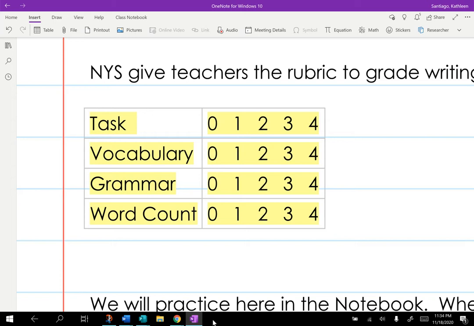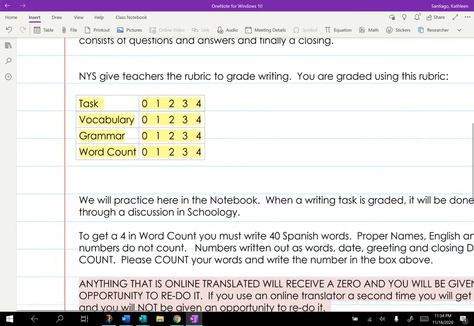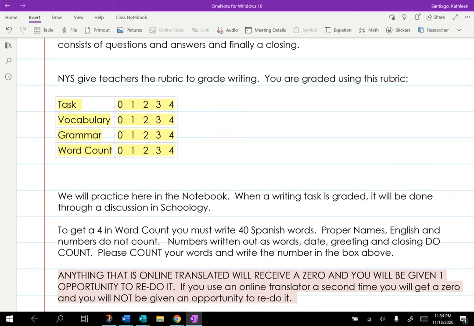If you are 40 or above, you get a 4. If you're in the 30s, you get a 3. If you're in the 20s, you get a 2. If you're in the 10 to 20, you get a 1, and anything below 10 words gets a 0. That is the rubric I will be using. So the score is out of 16.